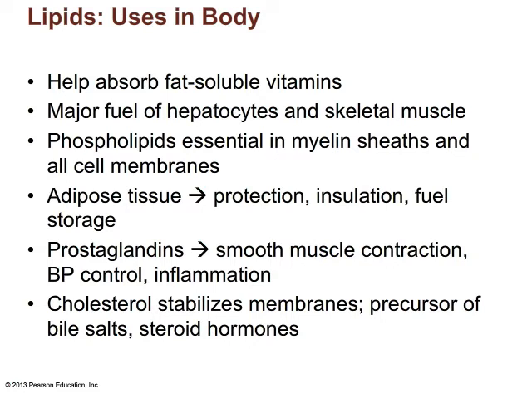Finally, prostaglandins are a type of lipid that can stimulate smooth muscle contraction, which can help regulate blood pressure and also inflammation. And finally, don't forget that cholesterol is an essential component of cell membranes, just like our phospholipids, and it's also a precursor of bile formation and steroid hormones.